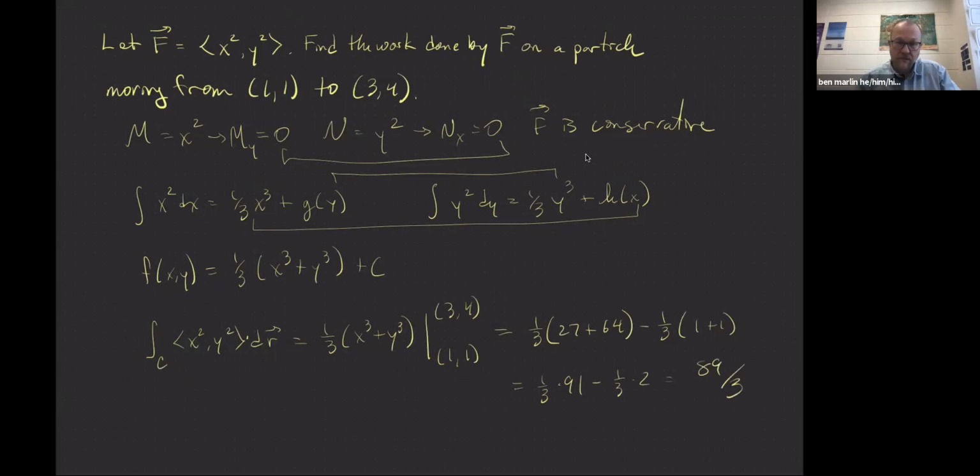Okay, so that is essentially what you do on these. If you have something that is a closed loop, you recognize it's a closed loop and it's conservative and you just say zero and you don't have to do anything. But if you have something that's not a closed loop and it's conservative, then you can either do things using the potential function or just go ahead and integrate it if it turns out to be something super easy to do the integration for.